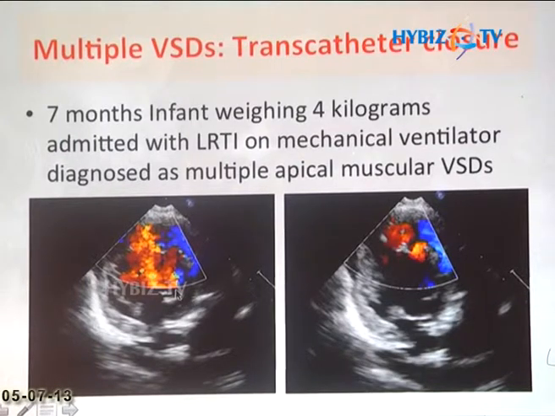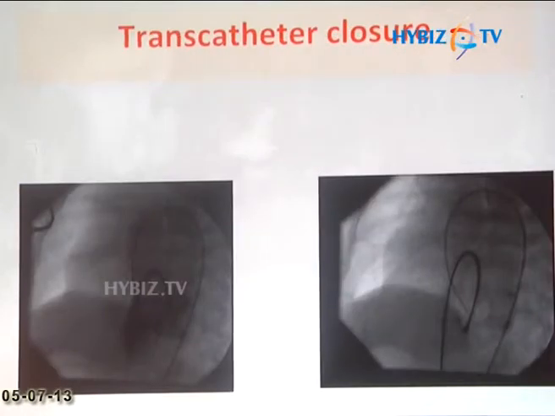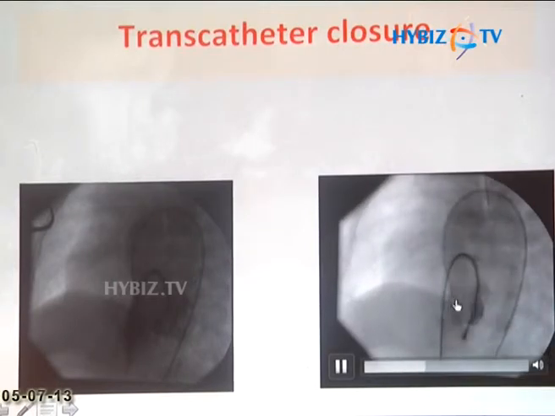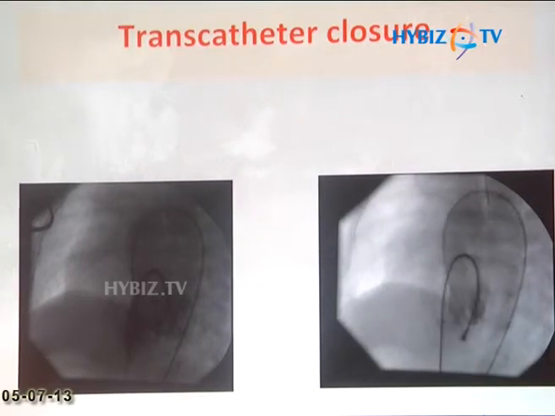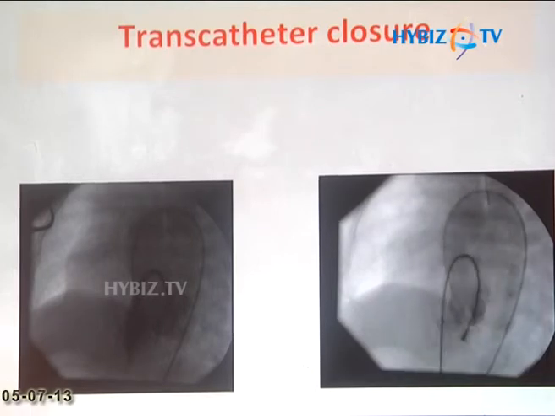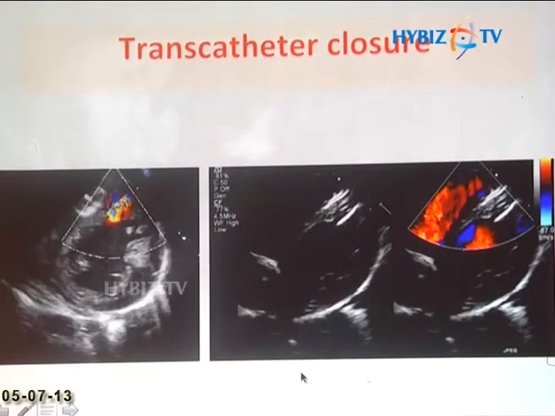We had multiple Swiss cheese type of VSTs, a 7-month baby, 4 kilograms, on ventilator, with apical muscular VSTs, and our surgeons were not willing to operate on this particular baby because of the condition of the baby and multiple Swiss cheese type VSTs you can see. We had to go through the foramen ovale and then put the device here, for the large VST and close some of the smaller VSTs. This child did extremely well and the remaining holes closed during the follow-up. This is a follow-up echocardiogram. Thank you very much.